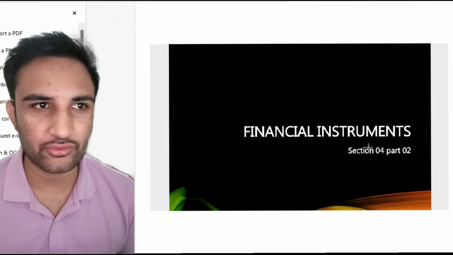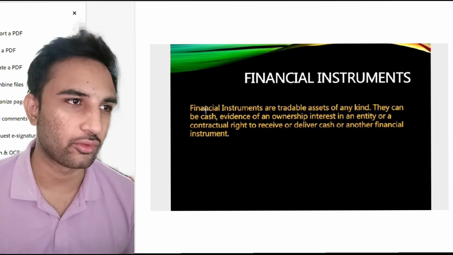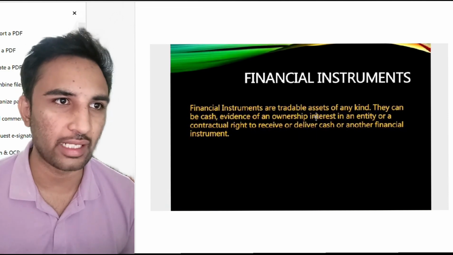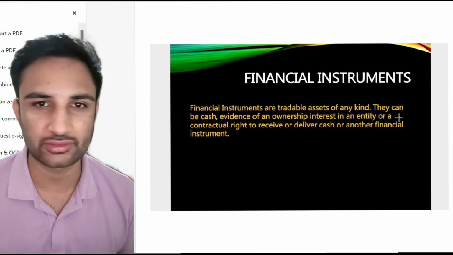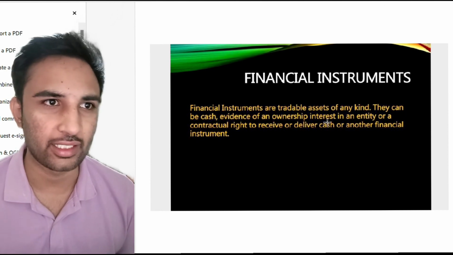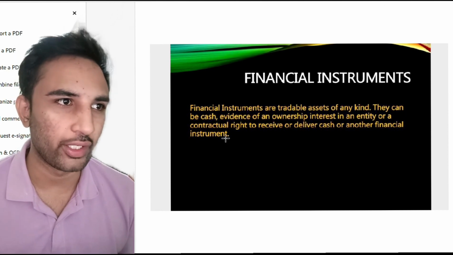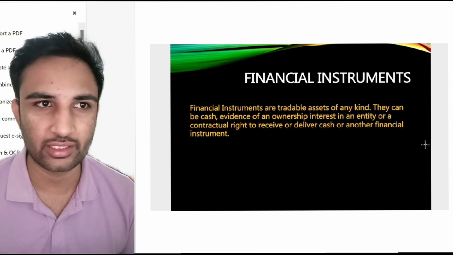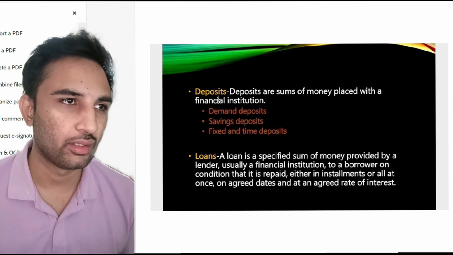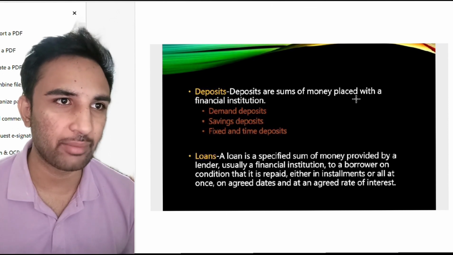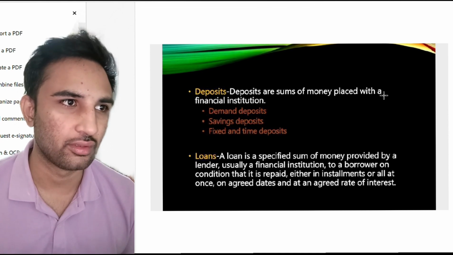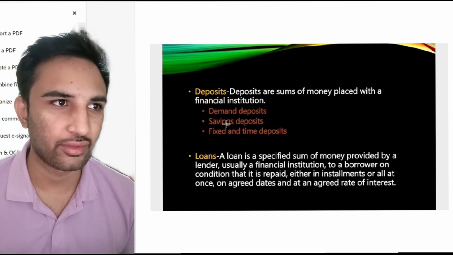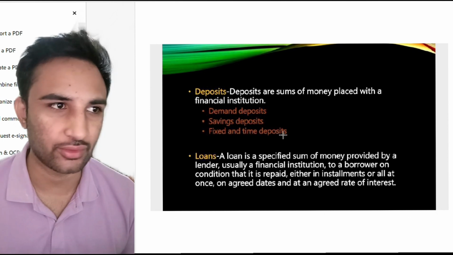What are the financial instruments of a commercial bank? Financial instruments are tradable assets of any kind. They can be cash, evidence of an ownership interest in an entity, or a contractual right to receive or deliver cash or another financial instrument. Deposits. Deposits are sums of money placed with a financial institution: demand deposit, saving deposit, fixed and time deposit.